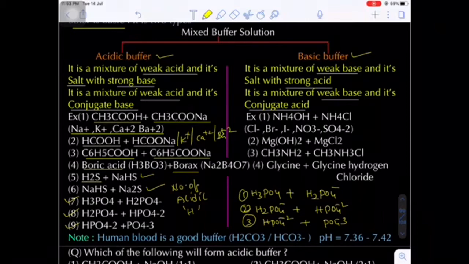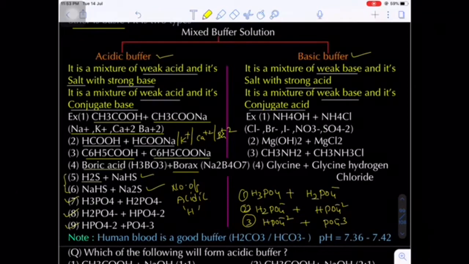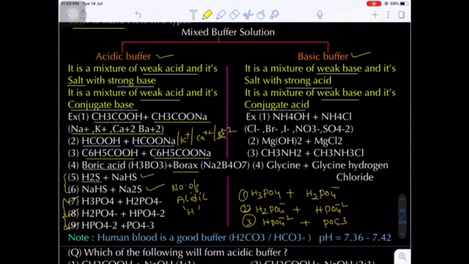Here you see hydrogen sulfide is a weak acid, a diprotic acid. It gives 2 protons. That's why we have 2 buffer solutions, 5 and 6. In case of phosphoric acid, we have 3 buffer solutions, 7, 8 and 9. Are you getting my point?